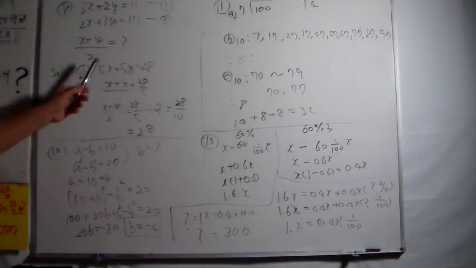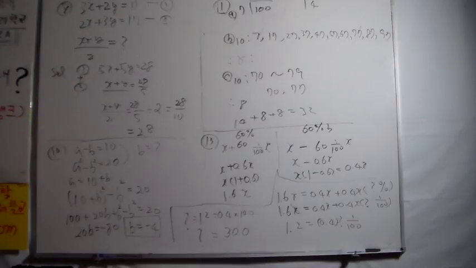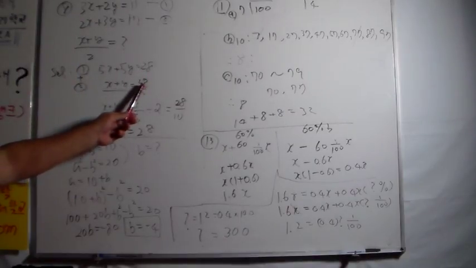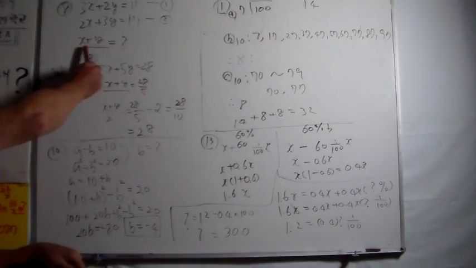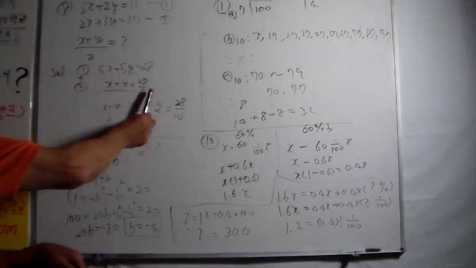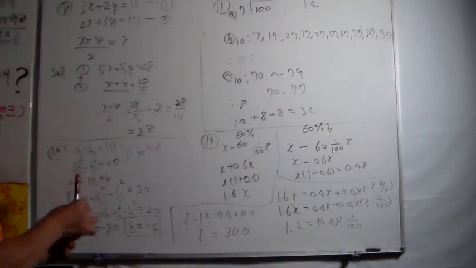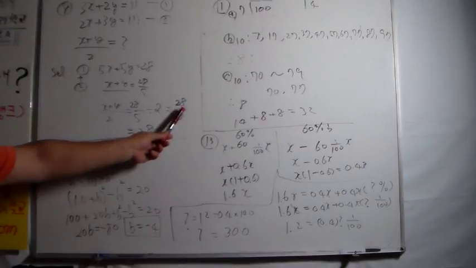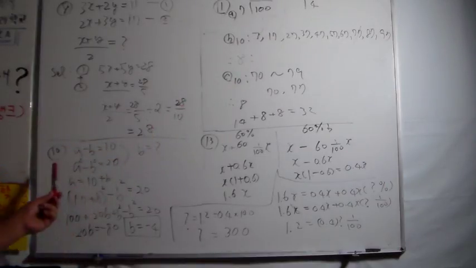5x plus 5y is 28. So we're gonna divide by 5 each side. So x plus y is 28 over 5. So we're looking for x plus y divided by 2. So we're gonna divide both sides by 2. So (x plus y) over 2 is 28 over 10. So 2.8.